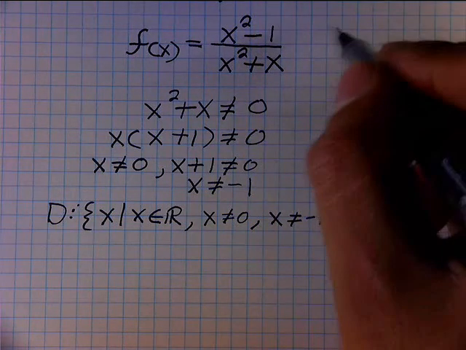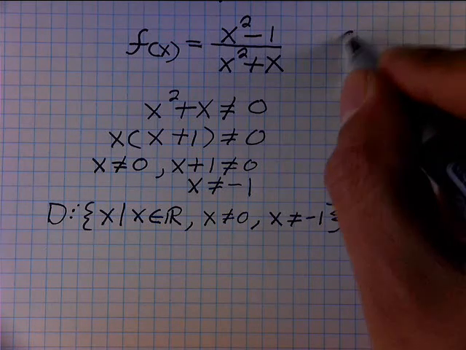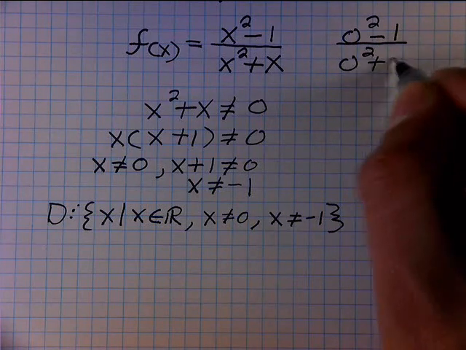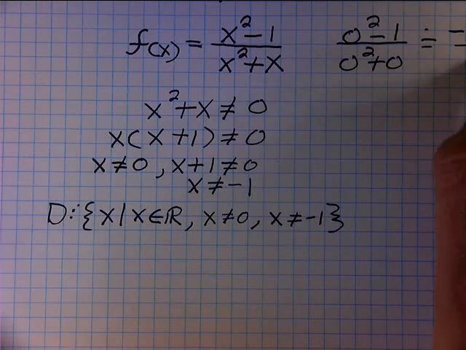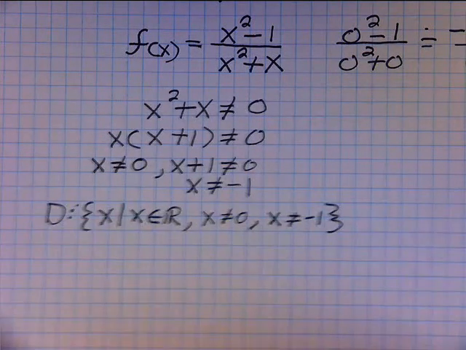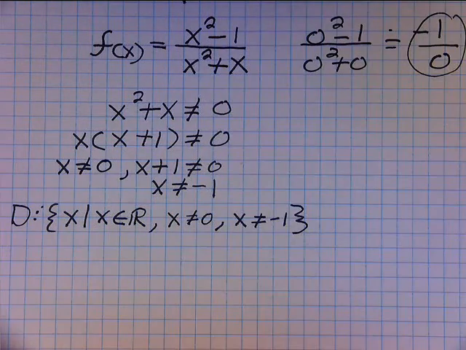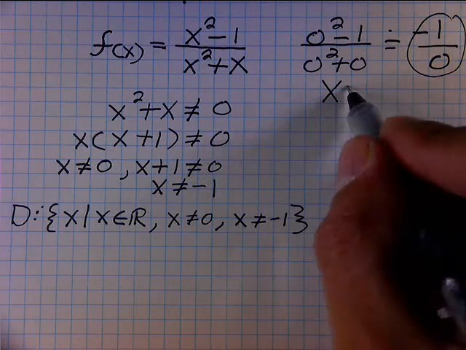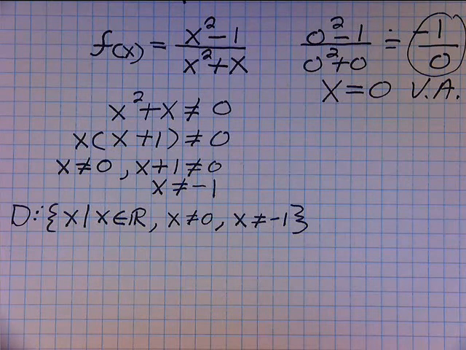Notice that when you plug in the 0 into the function, in the numerator I would end up with 0 squared minus 1 over 0 squared plus 0. The numerator produces a -1. The denominator produces a 0. That tells me that this is undefined, and I know that x equals 0 is a vertical asymptote.